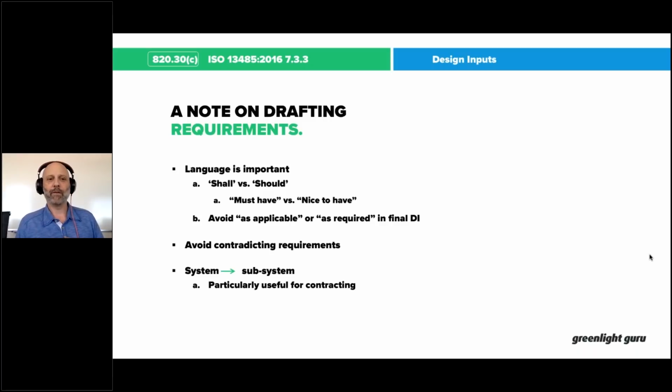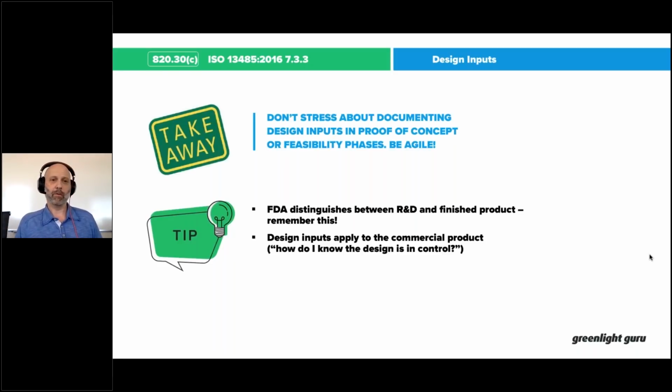Must have versus nice to have. Just avoid things like "as applicable" and "as required," because it's too fuzzy, it's too ambiguous. It doesn't give clear information to those who are going to be developing products. Also keep in mind system versus subsystem, and basically having a relationship or a hierarchy to define those specific things as well, very important.